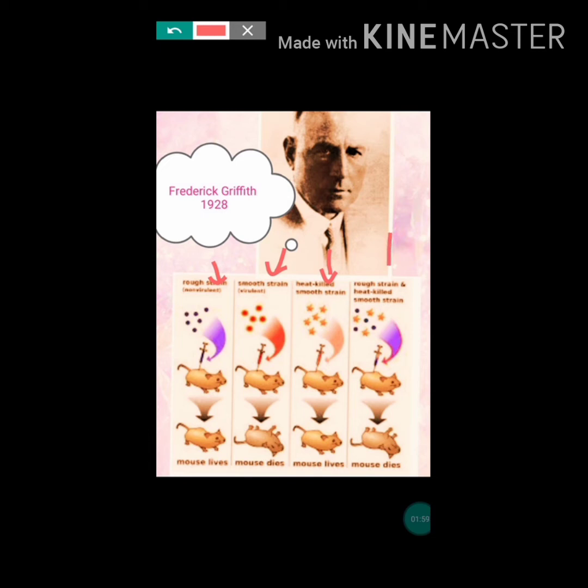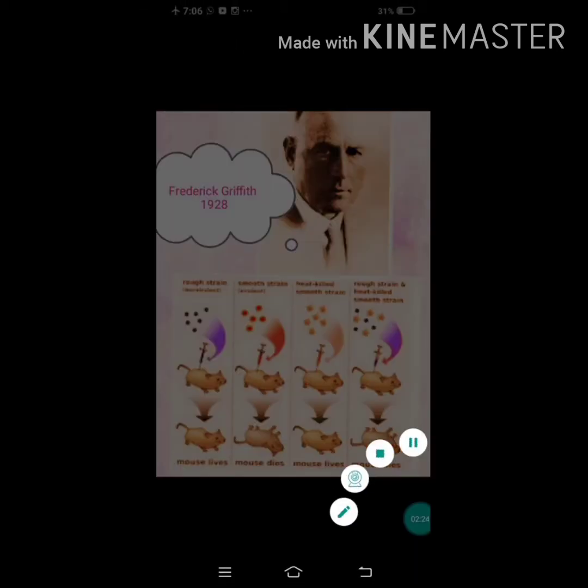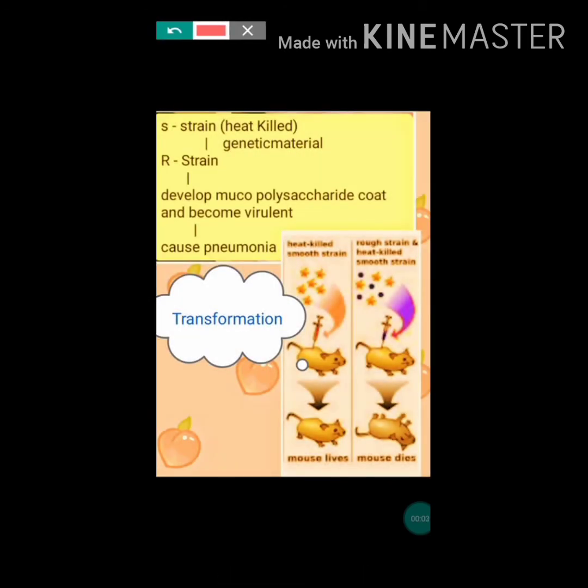Then next time he took the heat killed S strain bacteria, then mixed it with live R strain bacteria. Then this mixture is injected into the mouse. Then after that the mouse dies because this R strain bacteria transformed to S strain, then it causes pneumonia. That's why the mouse dies. S strain bacteria transfer the genetic material to R strain bacteria, then it develops a mucopolysaccharide coat and becomes virulent and causes pneumonia. Because of this pneumonia the mouse dies.